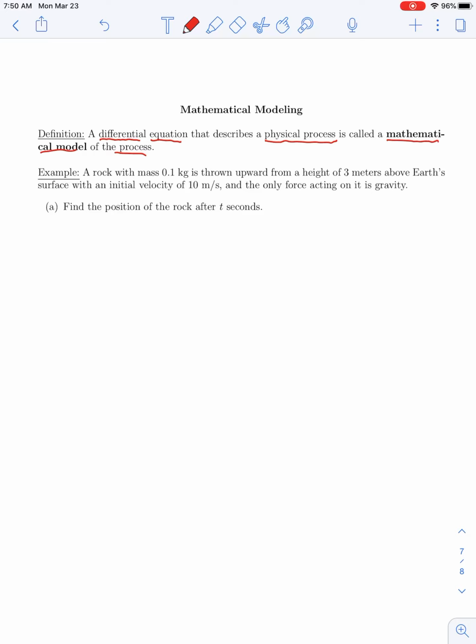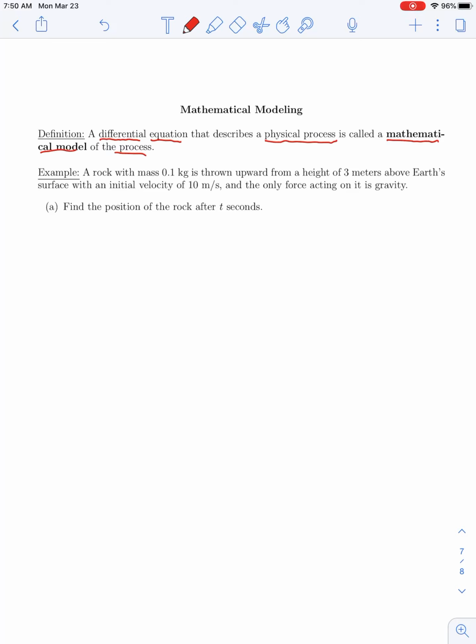So in this first example, we are given some rock with a mass of 0.1 kilograms is thrown upward from a height of 3 meters above the Earth's surface with an initial velocity of 10 meters per second. And the only force acting on this object is the force due to gravity. So here gravity is really an acceleration, not a force. And we are asked here to find the position of our rock after t seconds.